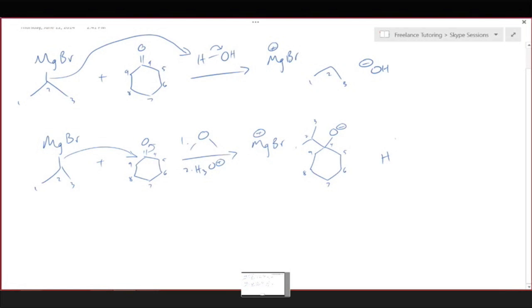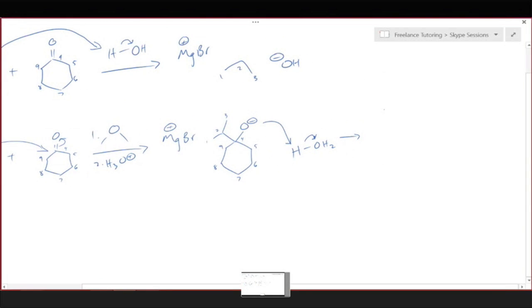Which I guess you could just use H2O. That's right. Sometimes some textbooks just use water, but I think it's more common to use H3O+. So we'll try to do that. The whole point here is that we want to make sure the protonation happens, so we may as well go for the overkill and use a strong acid, not just a weak acid. Okay, that would be the product.